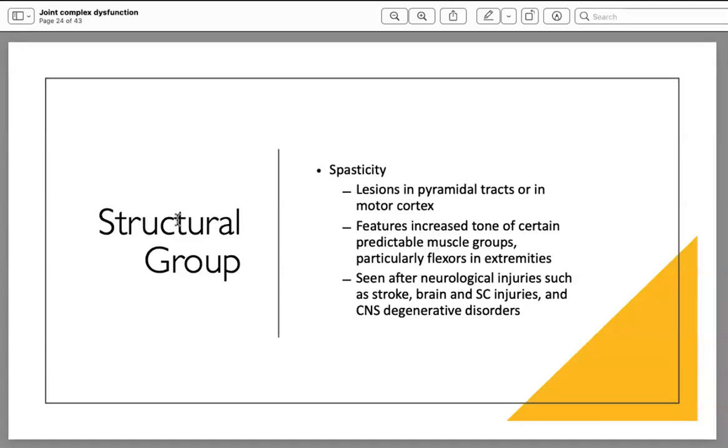Am I going to be able to manipulate those? No, that's from a central nervous system issue. I'm talking about things like stroke, traumatic brain injuries, things of that nature, degenerative disorders.